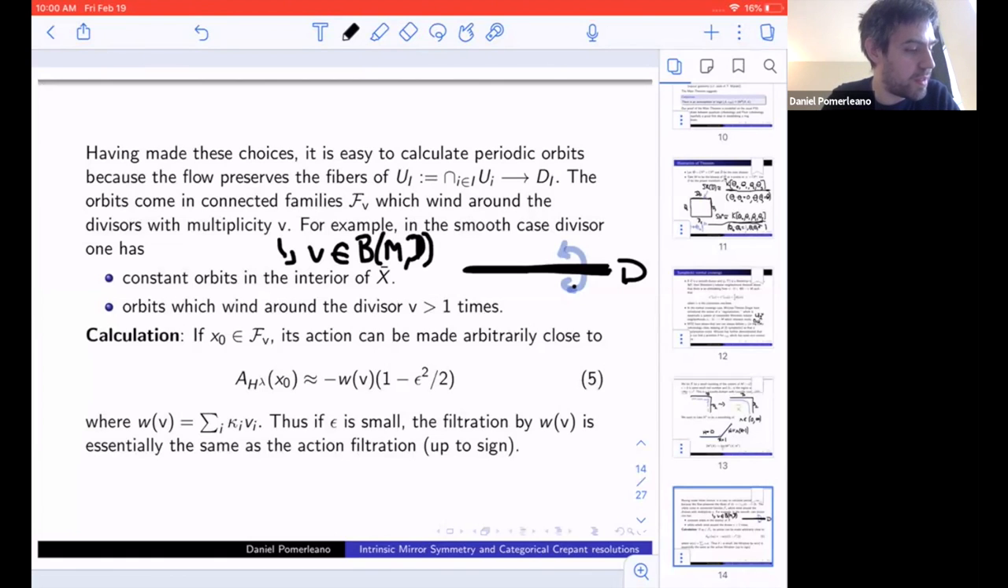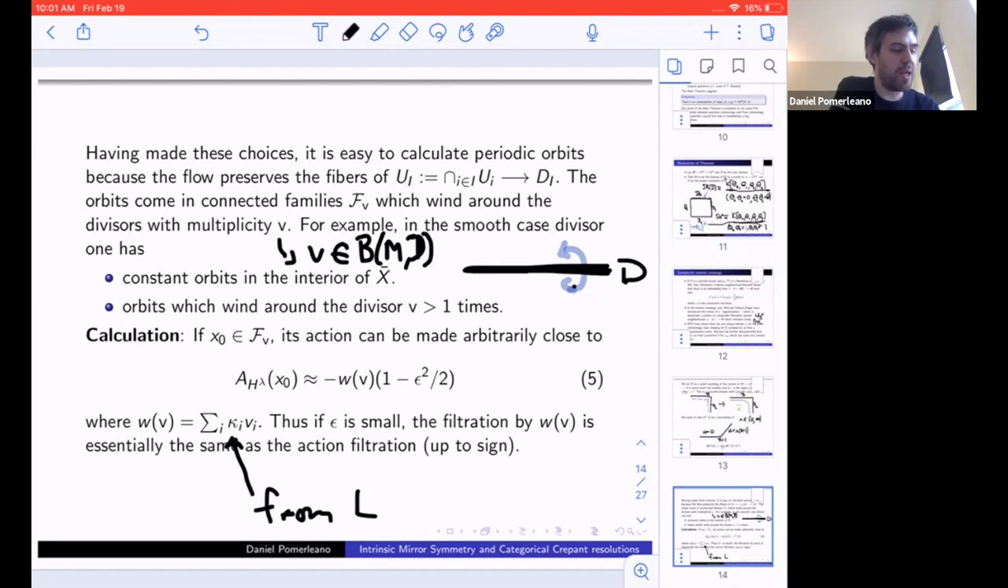If you make your orbits very, very close to the boundary of the Liouville domain and the Hamiltonian very small along the orbit, then the action can be made arbitrarily close to this quantity here, where W of V is the sum of the kappa_i. These were the kappa_i's from earlier from your ample line bundle, times v_i.